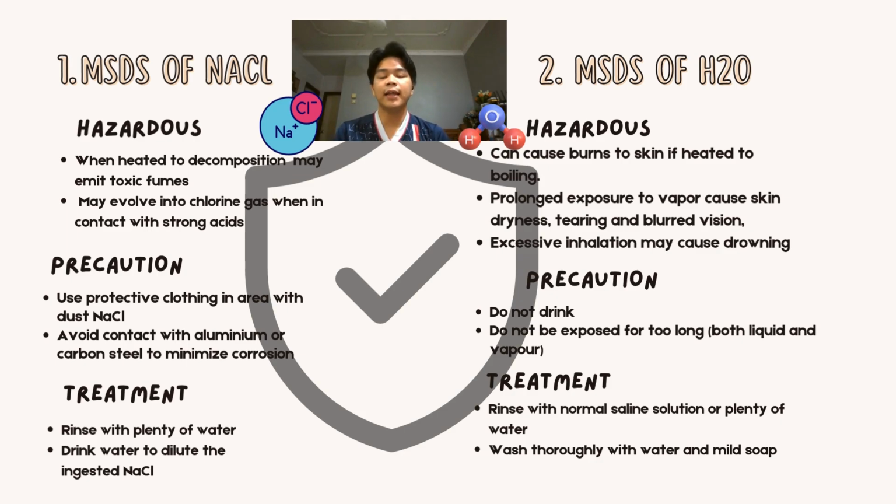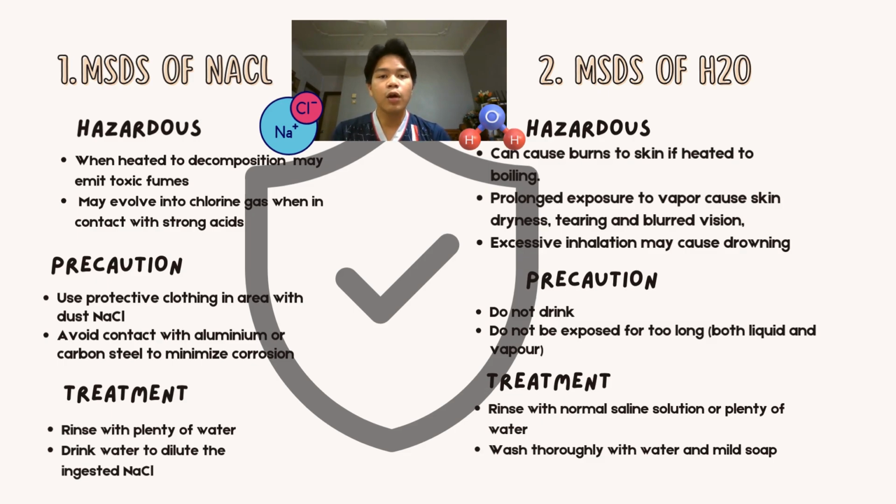Next, for the material safety data sheet, the first material is sodium chloride, NaCl. Its hazard is that when heated to decomposition, it may emit toxic fumes. It may also evolve into chlorine gas when in contact with strong acids. For its precaution, use protective clothing in areas with NaCl dust and avoid contact with aluminium or carbon steel to minimize corrosion. Lastly, for its treatment, rinse with plenty of water, and if ingested, drink water to dilute the ingested sodium chloride.